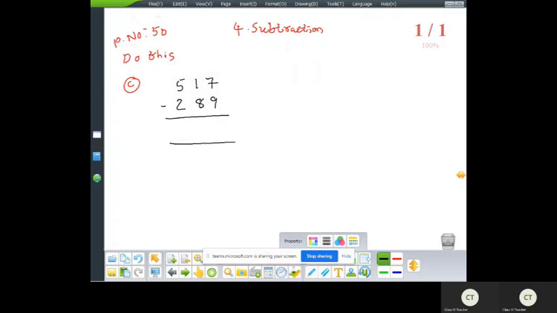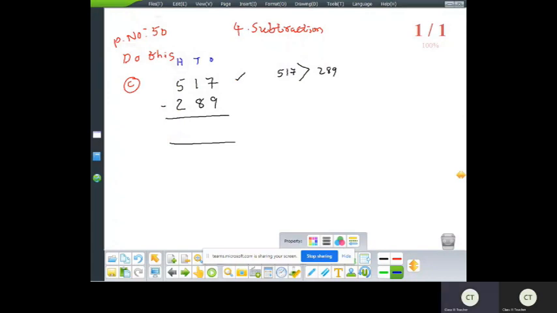517 minus 289. Here 517 is greater than 289, so subtraction is possible. Now write the place values 1, 10 and 100.